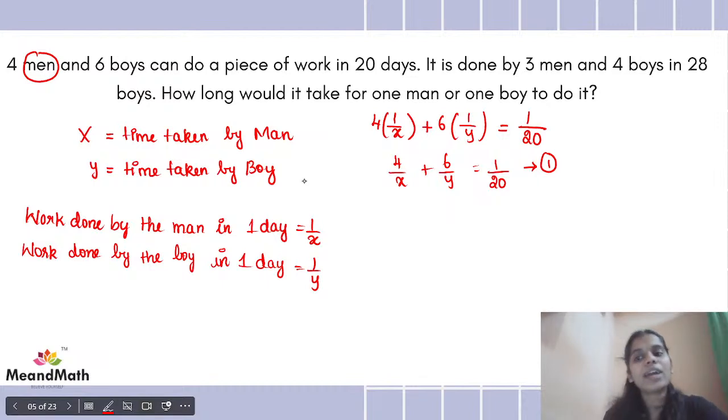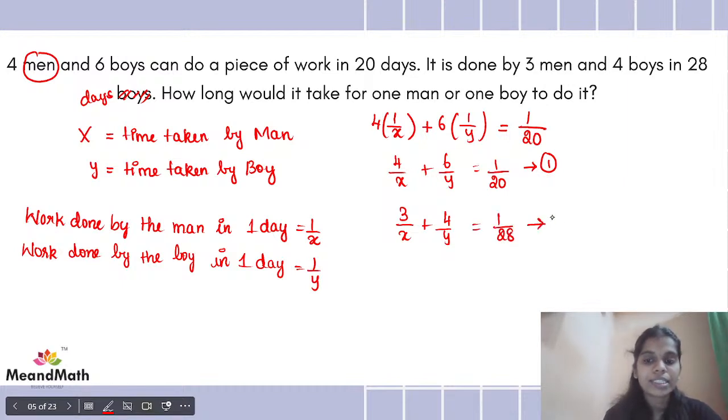It is done by 3 men and 4 boys in 28 days. Right? So, 3 by x plus 4 by y equals to 1 by 28. This is equation number 2. But, do you think our equations are linear? Janvi, is it linear? Whether the equation 1 and 2 are linear?